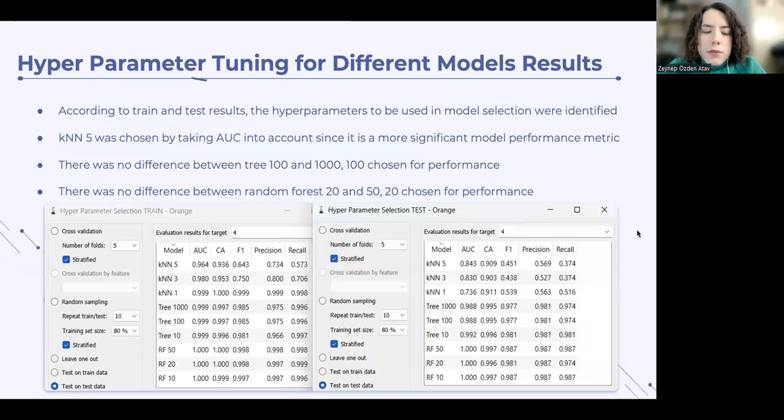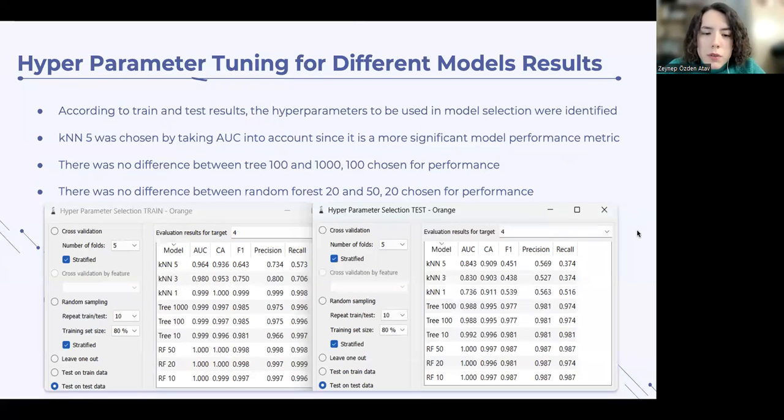And we tested various models such as KNN, the normal tree, and random forest, and we tested 3 parameters for each. KNN5 was chosen among KNN1, 3, and 5 by taking the area under curve into account, since it's a more significant model performance metric.